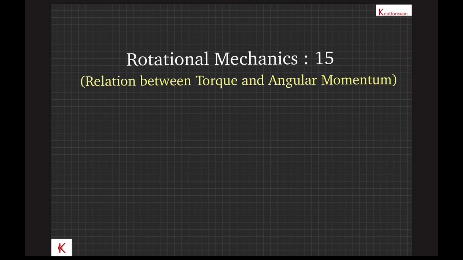We are going to discuss the relation between torque and angular momentum. We already discussed that angular momentum about a point O is given as L_O vector is equal to L_CM vector plus R vector cross P vector. Here L_O vector is the net angular momentum of a system of particles about point O, that will be equal to sigma of R_i vector cross M_i into V_i vector.